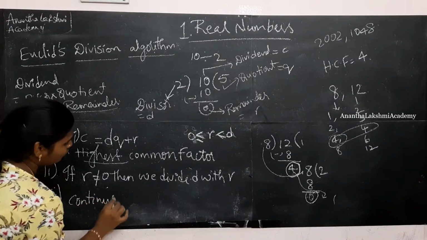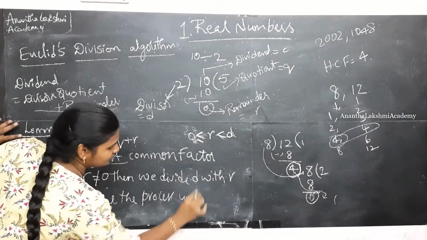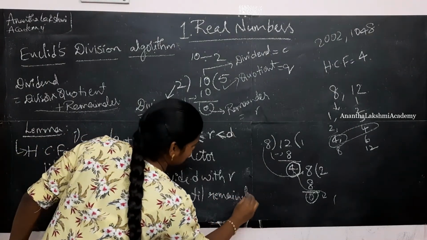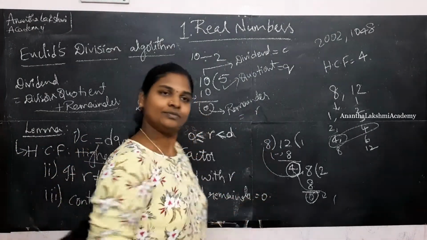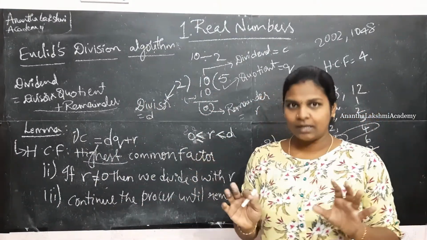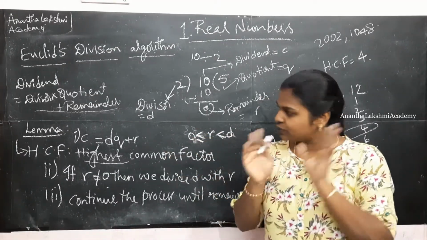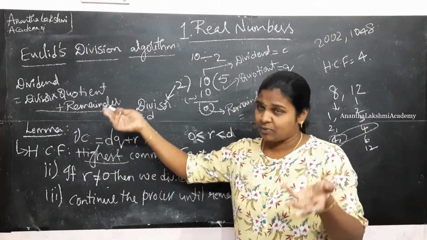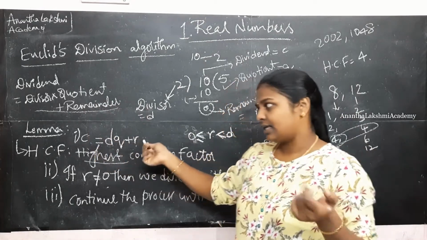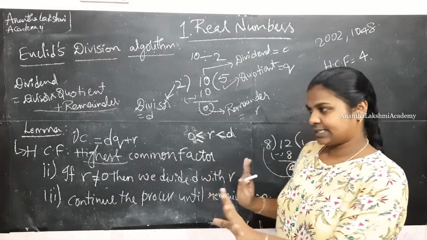Continue the process until the remainder is 0. Alright, so there is nothing much in Euclid's division lemma. Do not get scared by listening to the name. A lemma is nothing but something already proved that you use to prove something else, which is nothing but the division algorithm, the division formula, which we took and used to figure out the HCF. Alright, I guess it is clear so far.